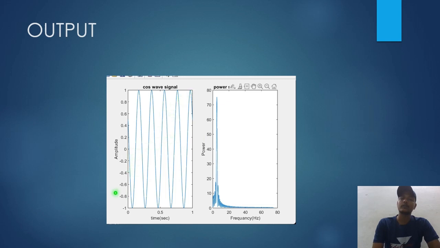And now this is the output we get. This is the signal of the cos wave with a phase shift of pi by 3, and this is the Fourier transformation of the cosine wave with a phase shift.